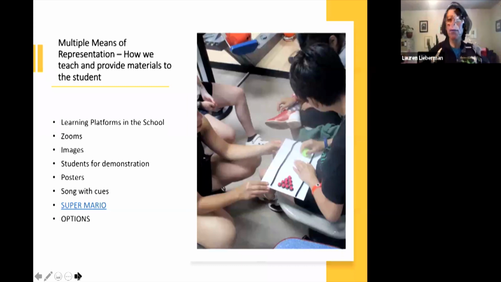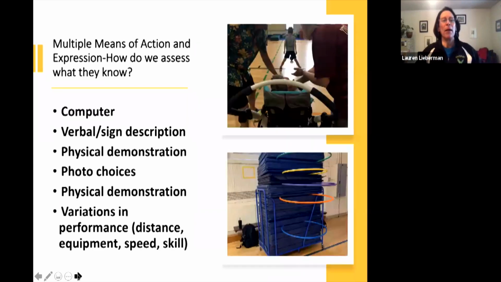But there's so many different options for instruction, and just instructing without demonstrating, or just instructing in a means that doesn't really provide a lot of different means of representation isn't really going to be very exciting for the students. And then lastly, multiple means of action and expression.